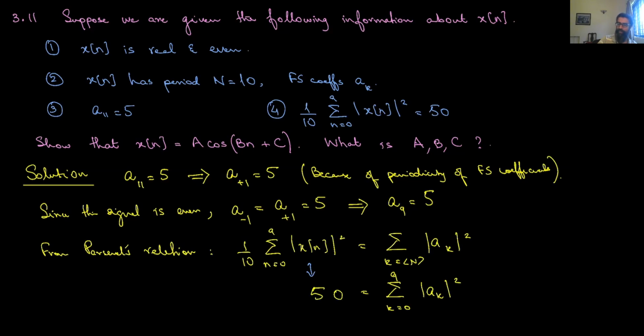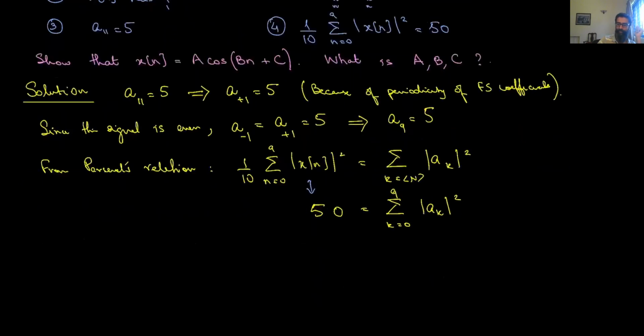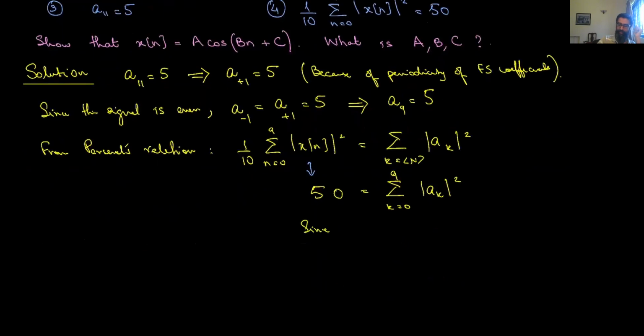Is this enough for you to conclude that all the other coefficients are 0? Yes, sir. Because you know two of the coefficients. One of the coefficients is 5, which is A1. And you also know that A9 is also 5. So squared, add, that's 25 plus 25 is 50. So that means all of the others must be 0. Since A1 equals A9 equals 5, all other coefficients must be 0.